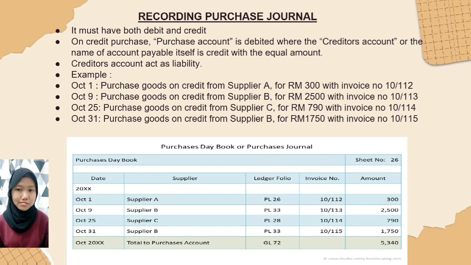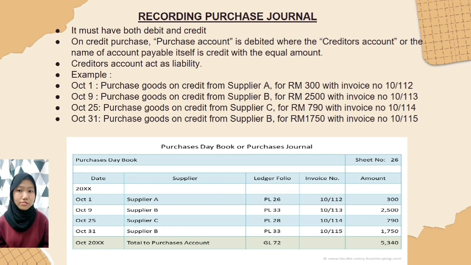Last but not least, this is the example of how to record purchase journal. On credit purchase, the purchases account is debited, where the creditor's account or the account payable itself is credited with the equal amount. Thus, the creditor's account acts as a liability.